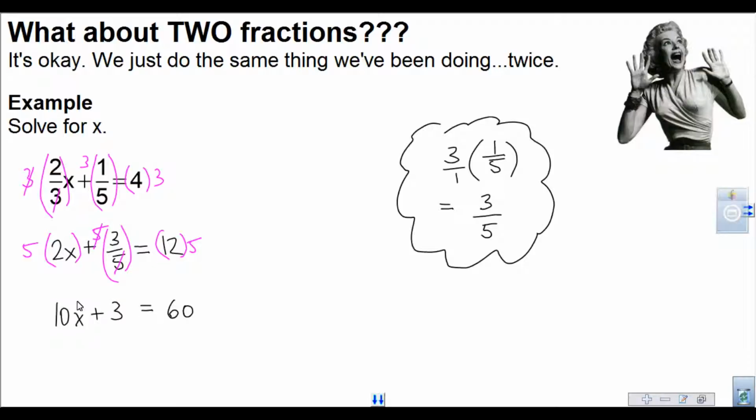Now again, this is just a two-step equation. So 10x plus 3, I'm going to subtract 3 on both sides. That way those will cancel out. So we have 10x is equal to 57. The last step now is we're going to divide by 10. So I'm going to write up here, x, those 10's will divide out. x is equal to 57 over 10. And that's our final answer.